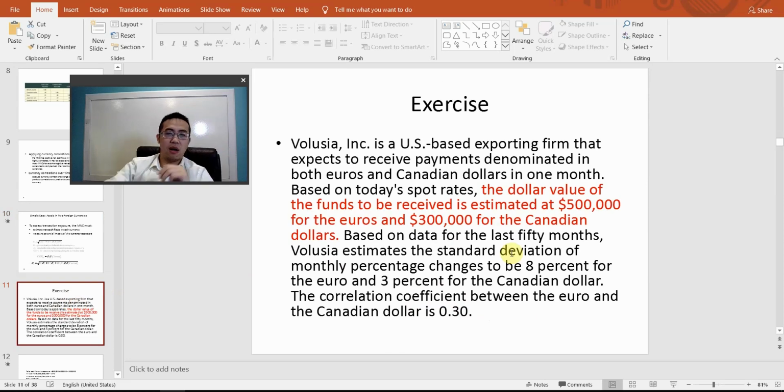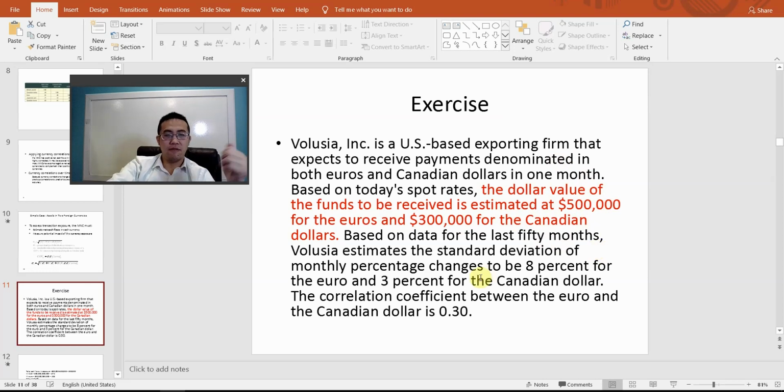You have a US-based company, they are doing exporting business, and they will receive euros and Canadian dollars. So the dollar value of the funds is roughly 800,000 for the euros and 300,000 for the Canadian dollars. So you can see that the weight of the euro receipt is 5/8, and the weight of the Canadian dollar is 3/8. So 3/8 is 37.5%, 5/8 is 62.5%.